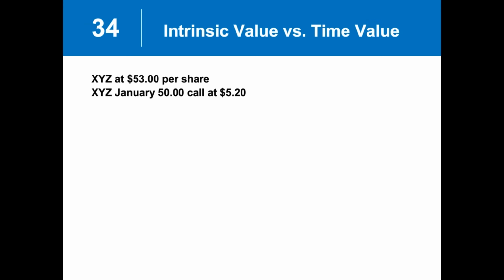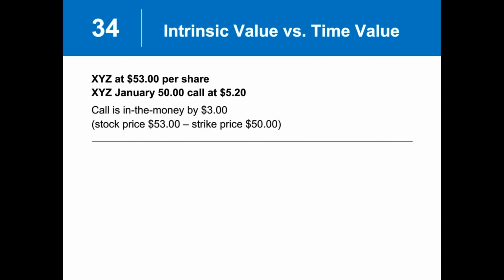XYZ trading $53 a share. I buy the January $50 call. I pay $5.20. Stock's 53. I buy a $50 call. How much intrinsic value does that option have? $3. Absolutely. It's going to be the difference between the stock price and the strike price. How much time value does that option have? Did I hear $2.20? $2.20. Anything over and above the intrinsic value is the time value, $2.20.